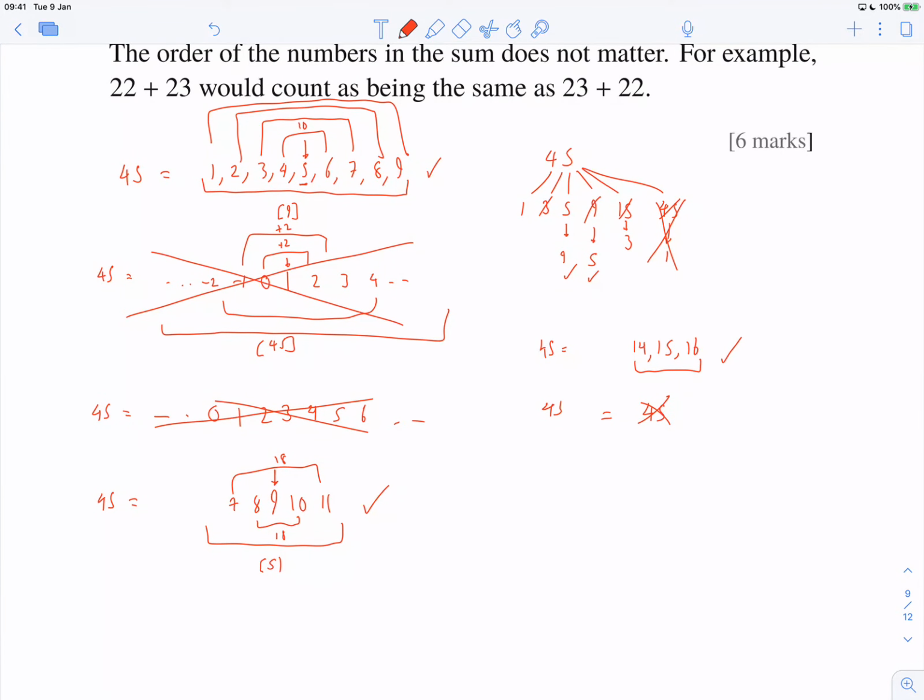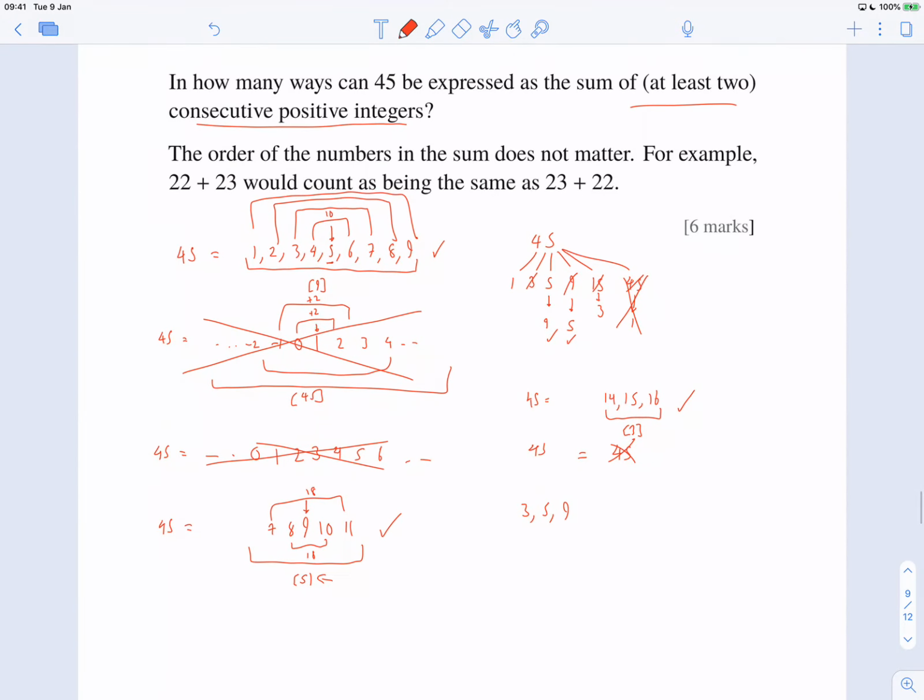Okay, now we've got 3. Are there any special cases? Well, technically, these are all the ones where there's an odd amount of numbers, right? So it works for the 3, the 5 and the 9. Okay, is it possible to do it with 2? Now look, we're given 22 and 23. So actually 45 being 22 plus 23 does work. So maybe it's possible with even ones as well.